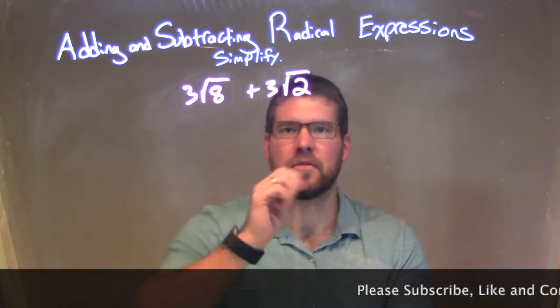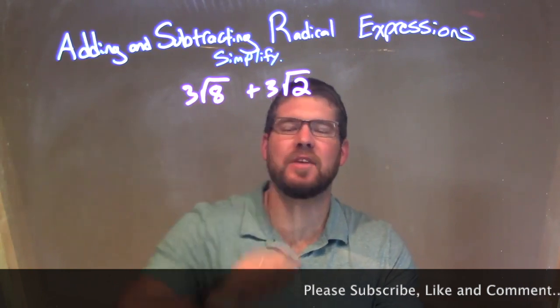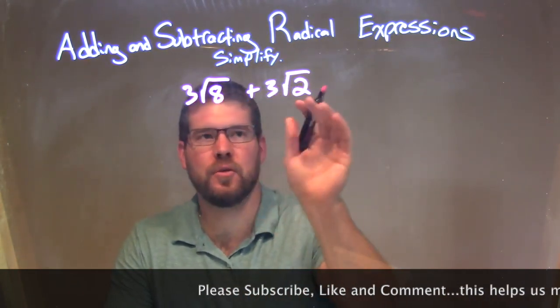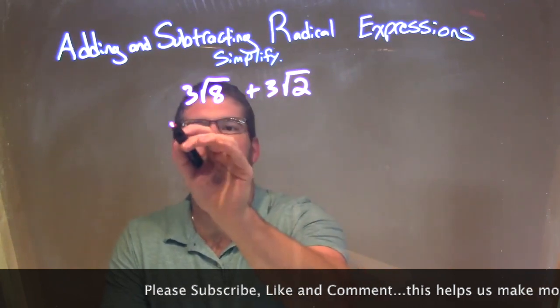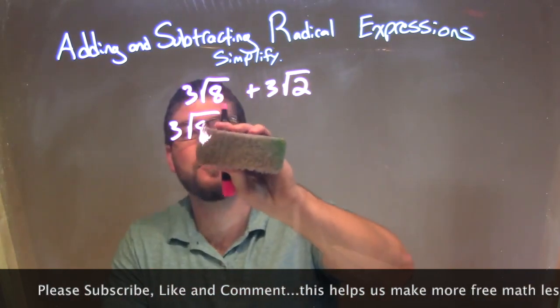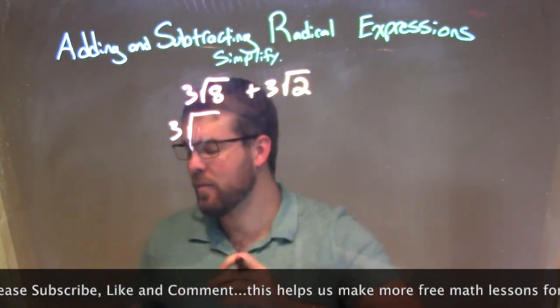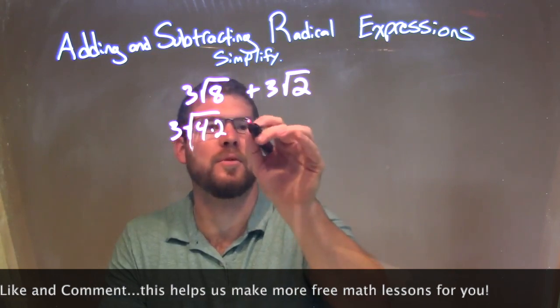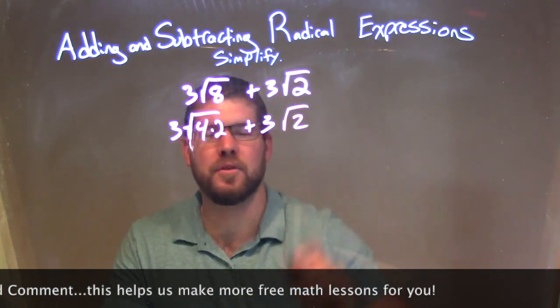Well, I want to combine these two, but I can't until they have the same square root value. So 8 I can break down to be 4 times 2. That's kind of the goal, see if I can get a 2 in there. So I have 3 square root of 8, or 8 becomes 4 times 2. I just rewrite the problem. 4 times 2 there. All right, 3 times the square root of 4 times 2 plus 3 times the square root of 2.